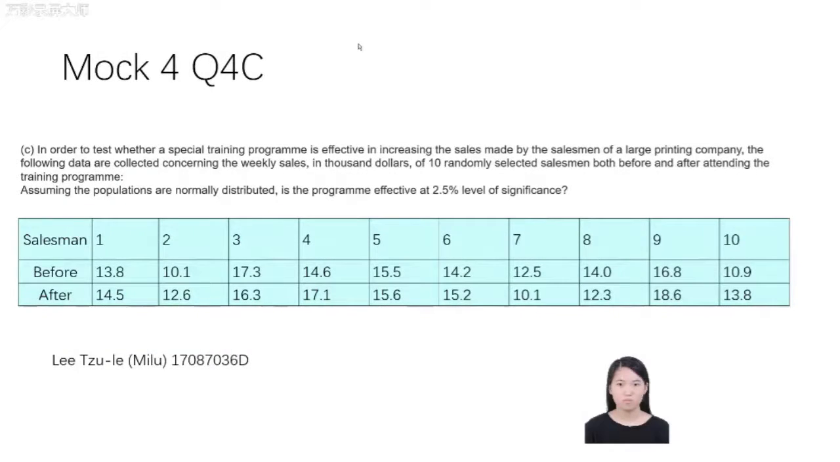Thank you. I am Milu and I am going to explain Mock 4 question 4C. This question is in order to test whether a special training programme is effective in increasing the sales made by the salesmen of a large printing company. The following data are collected concerning the weekly sales in $1,000 of 10 randomly selected salesmen both before and after attending the training program. Assuming the population are normally distributed, is the programme effective at 2.5% level of significance?